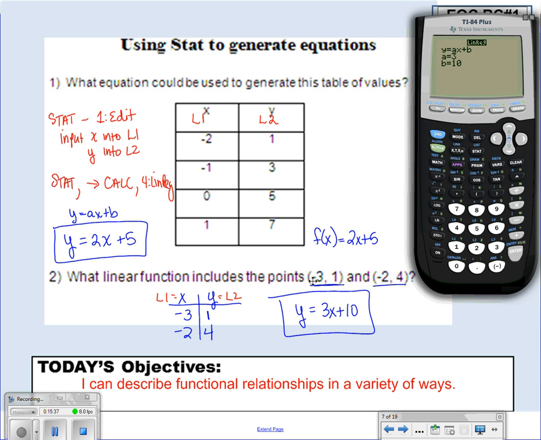Okay, so anytime you're given 2 points, y'all, anytime you're given points, you remember you can use the calculator to come up with that equation. Anytime you're given points and all you need is 2, you can use it to come up with an equation.